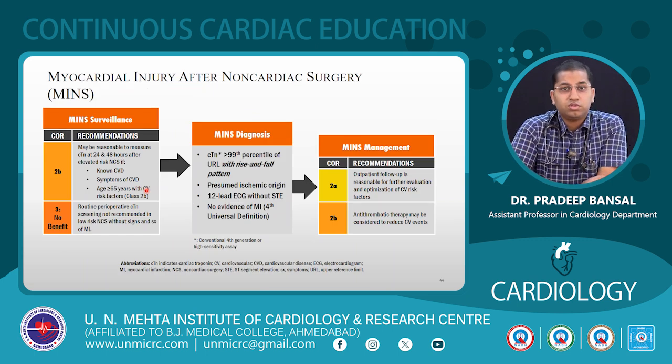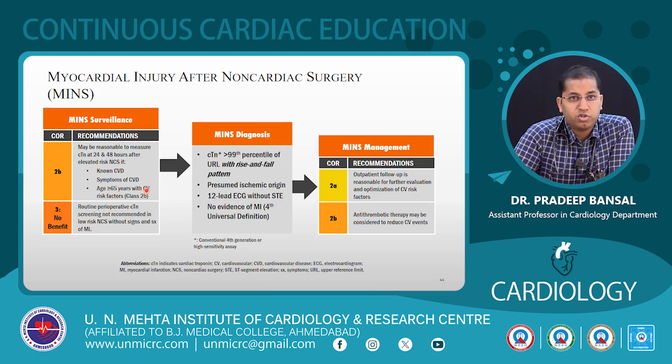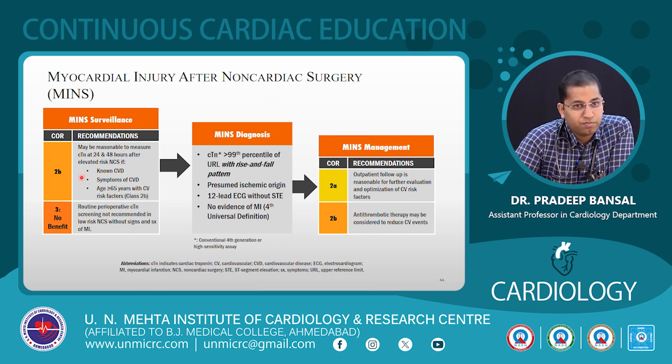And there is a new term, myocardial injury after non-cardiac surgery. So, how to do surveillance for this myocardial injury? It may be reasonable to measure troponin 24 to 48 hours after elevated risk NCS if there is known CVD, symptoms of CVD, or age more than 65. Routine perioperative cardiac screening is not recommended in low risk NCS without signs and symptoms of MI.